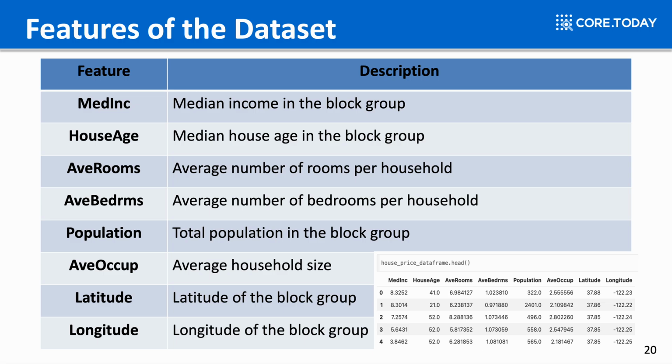Here's a breakdown of the dataset's features. You'll notice it's a mix of socio-economic and spatial metrics, such as median income and geographic coordinates. Each feature gives us unique insights. It's this variety that makes the dataset ideal for regression analysis. For example, latitude and longitude can reveal spatially driven price patterns.